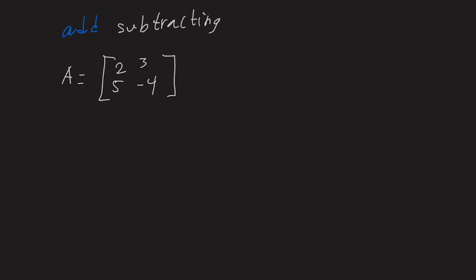First, we're going to look at adding and subtracting matrices. So let's say I give you matrix A equals 2, 3, 5, negative 4, and I give you matrix B equals 7, 4, negative 3, 5. Okay? Then if I add matrix A to matrix B, I'm going to have a new matrix, and the order of the matrix is preserved, so it's going to be another 2 by 2 matrix.